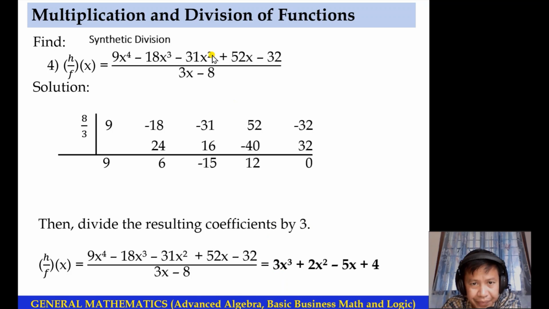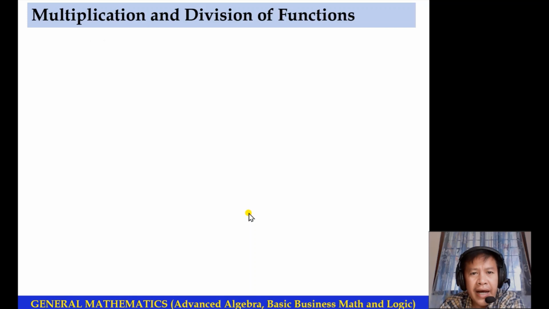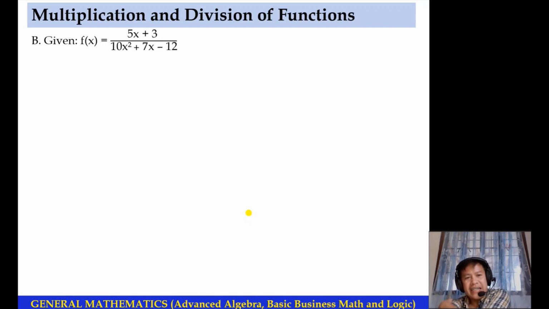Did you understand? Then 4 minus 1 is equal to 3. Therefore, 3x cubed plus 6 divided by 3 is equal to 2. Then x squared minus negative 15 divided by 3 is negative 5. Then you have your x plus 12 divided by 3 is equal to 4. And take note, if you're going to divide quartic with linear, the result is cubic. Okay. Now, we have here the last.